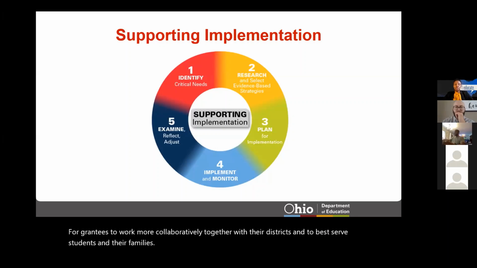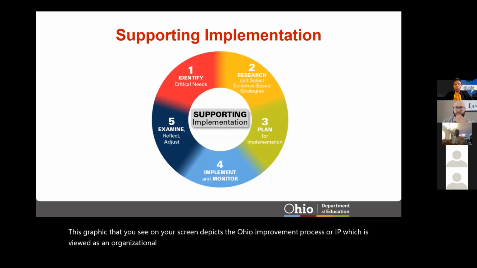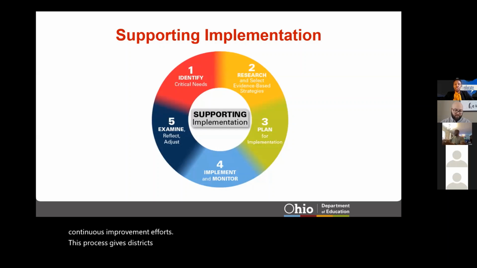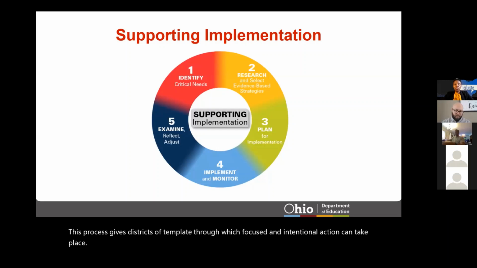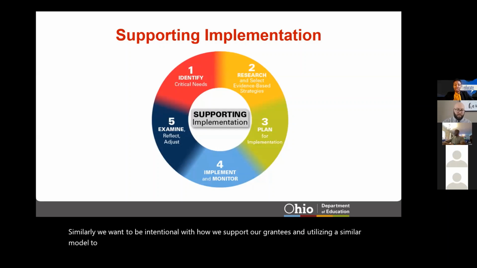This graphic that you see on your screen depicts the Ohio Improvement Process, or OIP, which is viewed as an organizational strategy that we encourage districts to use as part of their continuous improvement efforts. This process gives districts a template through which focused and intentional action can take place. Similarly, we want to be intentional with how we support our grantees in utilizing a similar model to improve internal processes and procedures, which would then generate higher quality of support to our grantees.